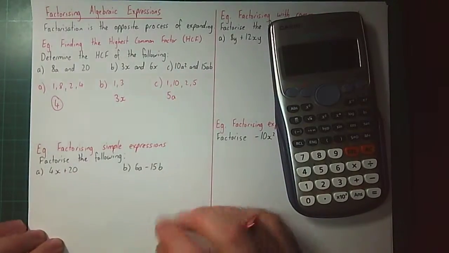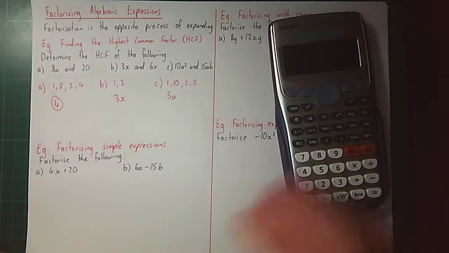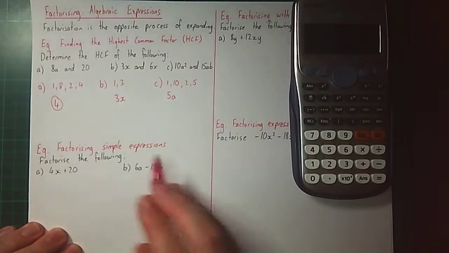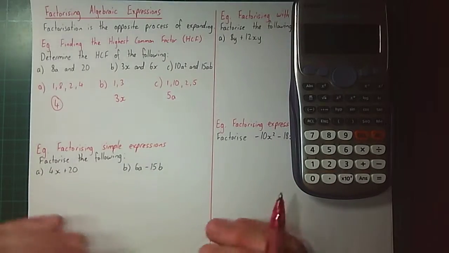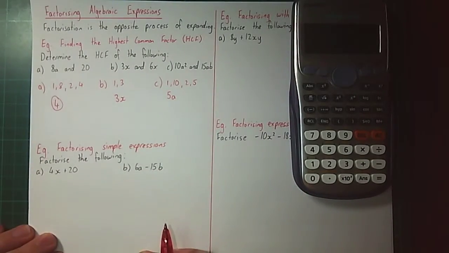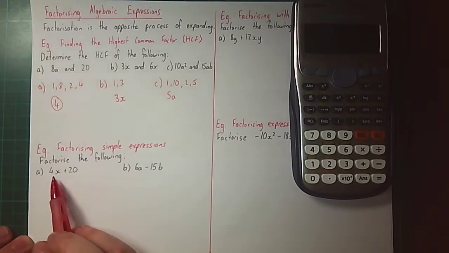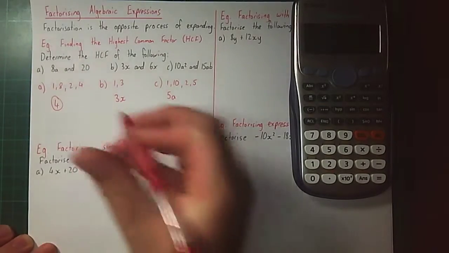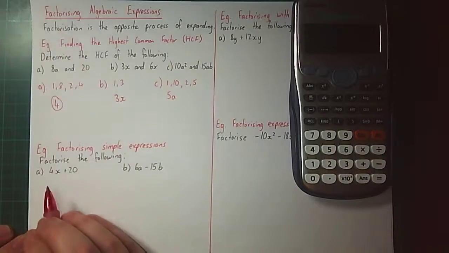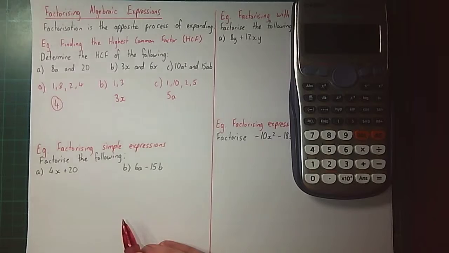Okay, now that we've got that idea down, we're going to start using it in the form of actually factorizing an expression. So here we're factorizing just simple expressions. And when we say simple, it just means that it's the basic idea, a stepping stone to getting all the ideas down. So first of all, we're going to factorize 4x plus 20. Now remember, it's the opposite of expanding, so we're going to be adding some brackets here. Once again, we're going to find the highest common factor of 4x and 20.